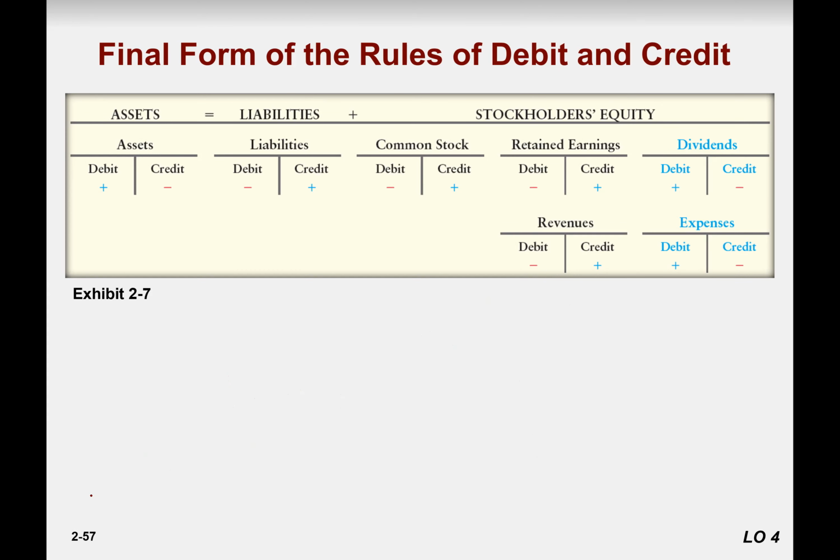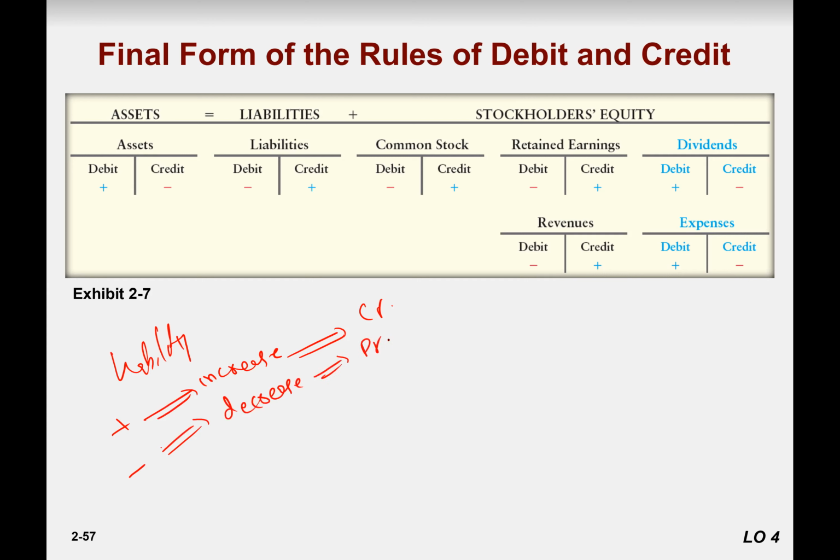Now, if liability increases, then we would take it as a credit. If liability decreases, then we will take it as a debit. And where is debit and credit? It's always the left side that is called debit and the right hand side is called credit, right?